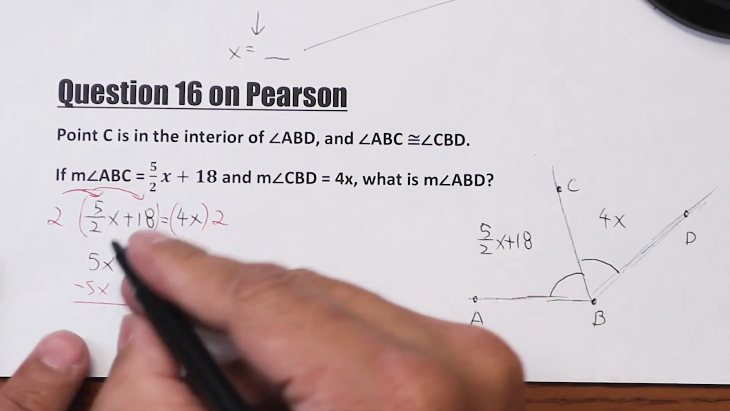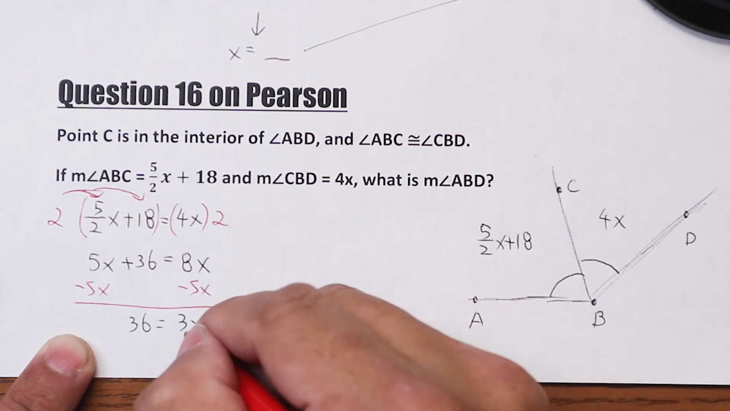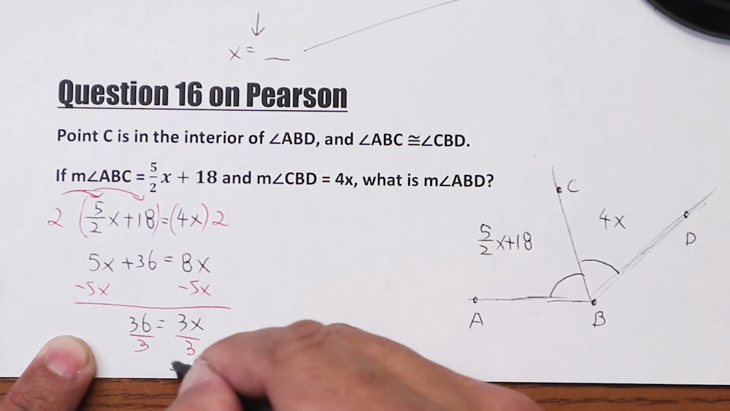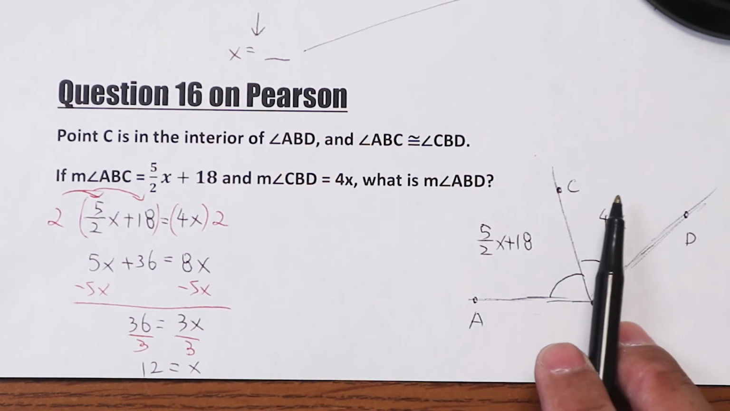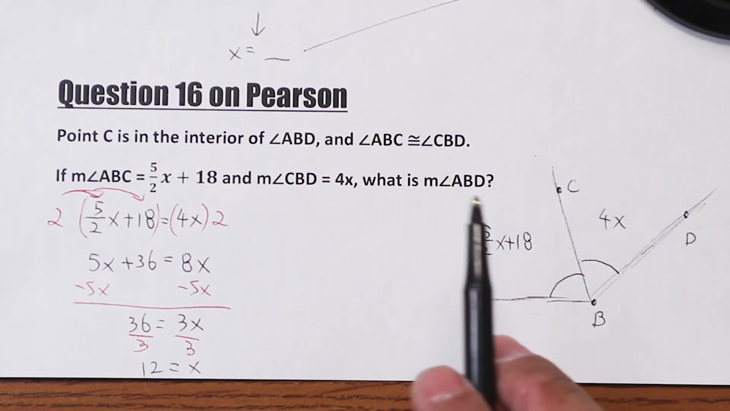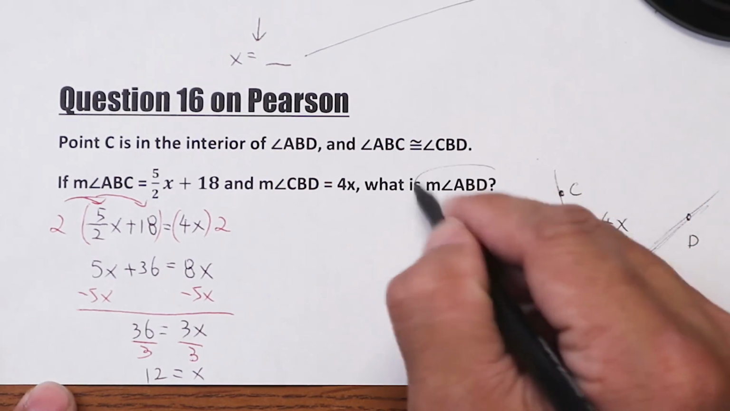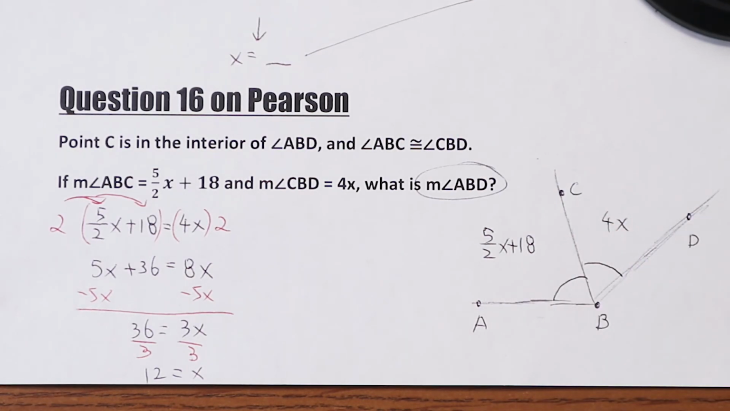Okay, and then you get 36 is equal to 3x. And then once you divide both sides by 3, you get x is equal to 12. Now, again, this is not your final answer. You have to plug it back in. So if you know x is 12, you plug it back in to find out the measure of this, and then at the end, to find out what's ABD, you add these two together, okay? And then that'll be your final answer.